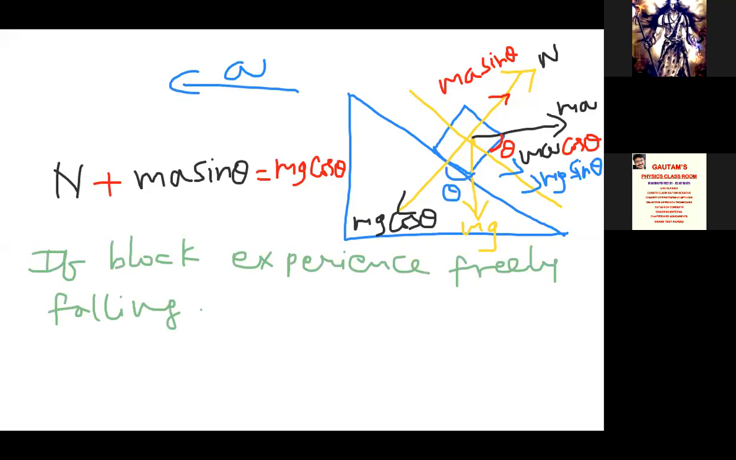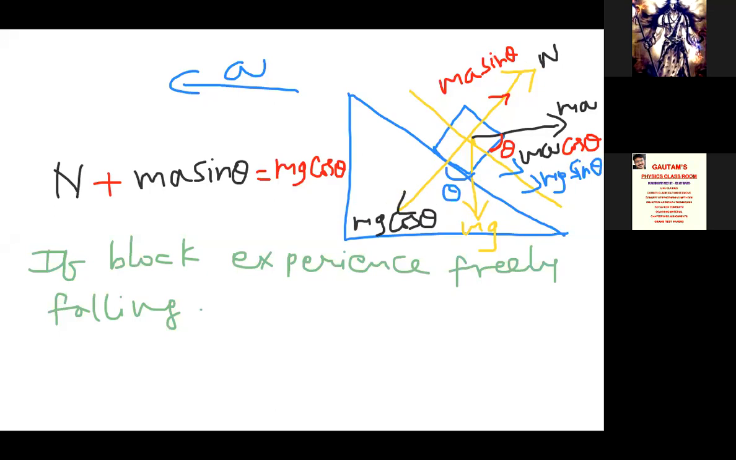That means the block is on the inclined plane, no doubt, definitely on the inclined plane only. But because the inclined plane is going towards the left, it is on the inclined plane but is not experiencing any weight, not experiencing any force in the normal direction. That means the normal reaction is zero. The weight component mg cos theta is equal to ma sin theta plus N.